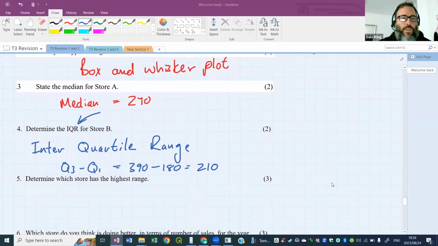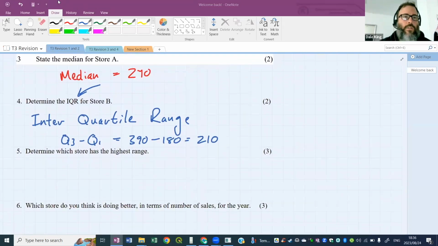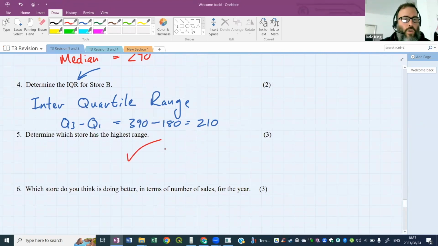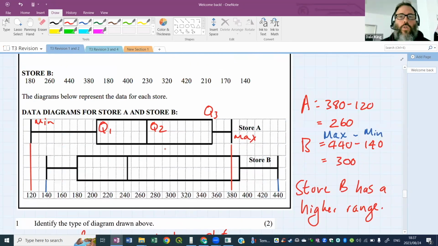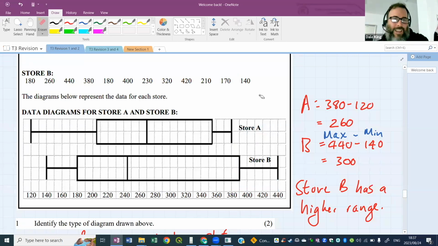So, determine which store has the highest range. We've done that question. Final question on this contextual question: which store do you think is doing better in terms of number of sales for the year? And I want to know why. That is a subjective question. That means your opinion and your reasoning will get you some marks. There is no calculation here. It's which do you think?